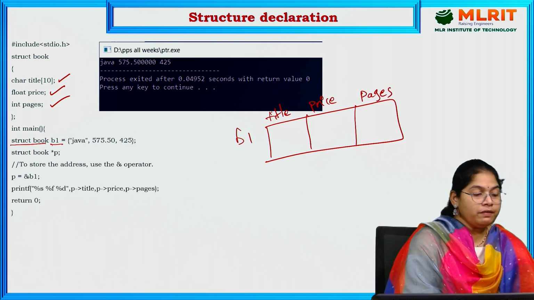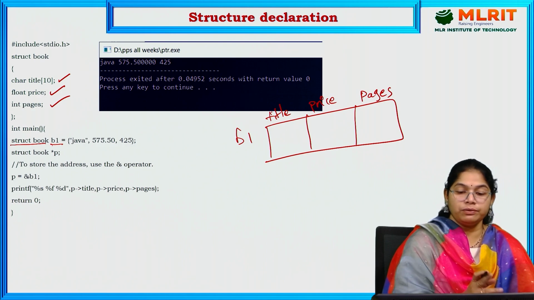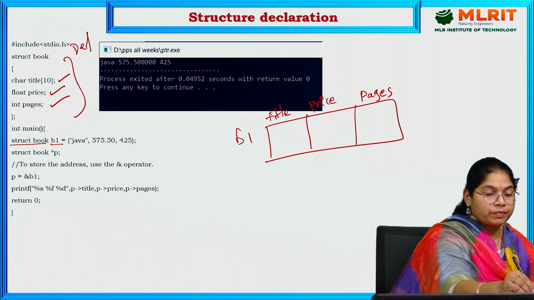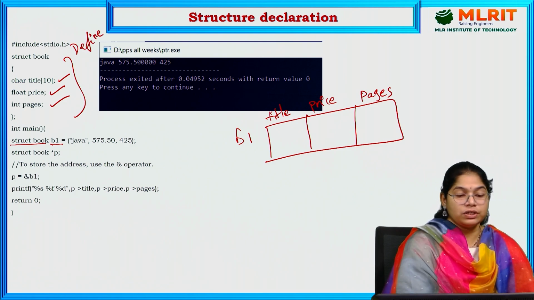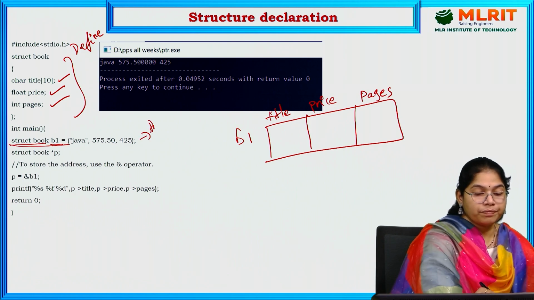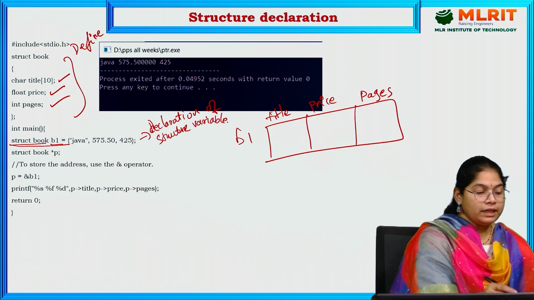Whenever we are creating a pointer to a structure, first we have to define the structure. So here we define the structure, then declare a structure variable. This is nothing but the declaration of a structure variable.